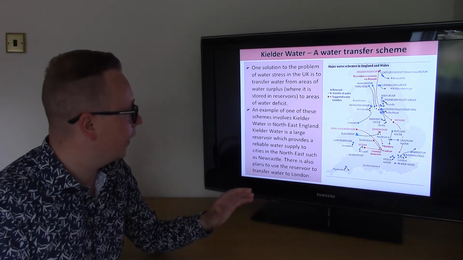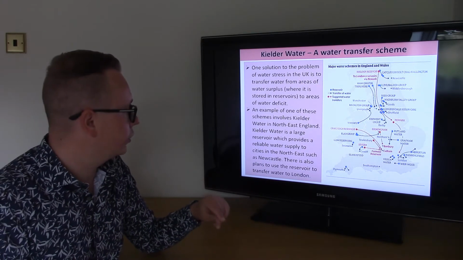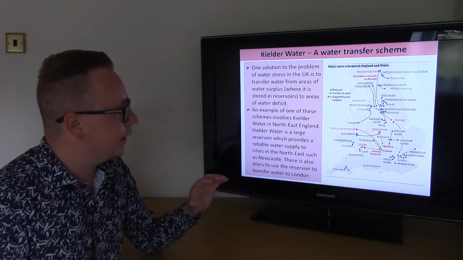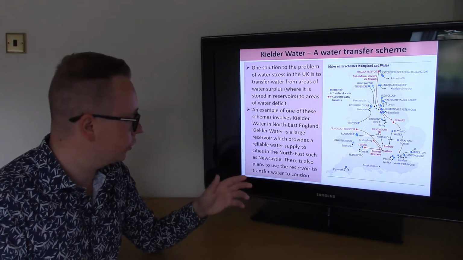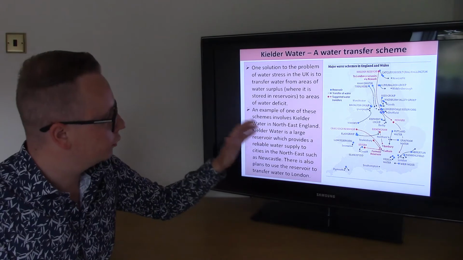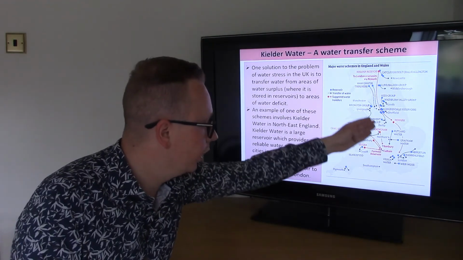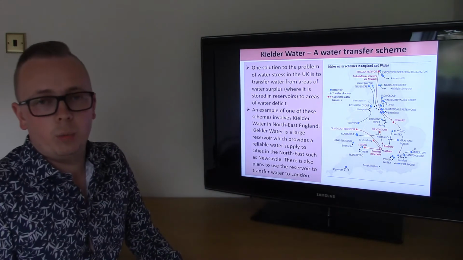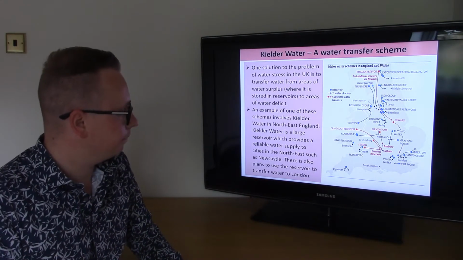And a good example of that is Kielder Water, which is a large reservoir in the northeast of England. And at the moment, that is supplying water to the towns and cities of the northeast, such as Newcastle. But as this map shows, there's proposed plans to actually transport water all the way from Kielder Reservoir right down to London, where it would be able to meet the demand of the population there.